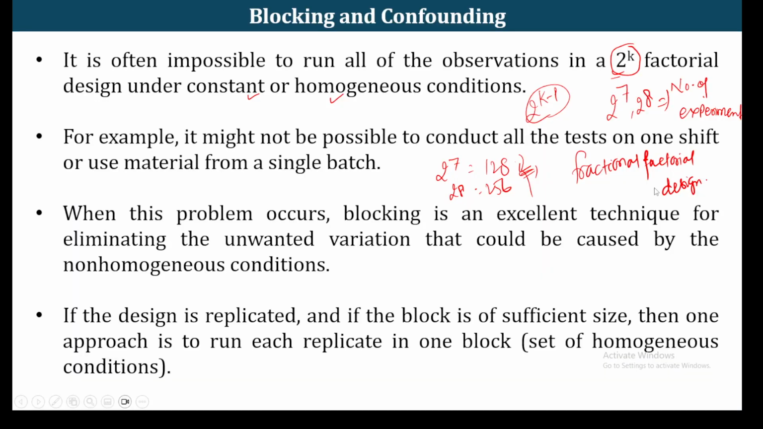For example, it might not be possible to conduct all the tests on one shift, or the use of material will be from a single batch. If you are doing the same testing, same factor, repeating the experiment for different factors, the material wastage may be more. So we are going to remove the unwanted variation and do fractional designs. For that, we use the blocking and confounding method. So for fractional designs, we use blocking and confounding.